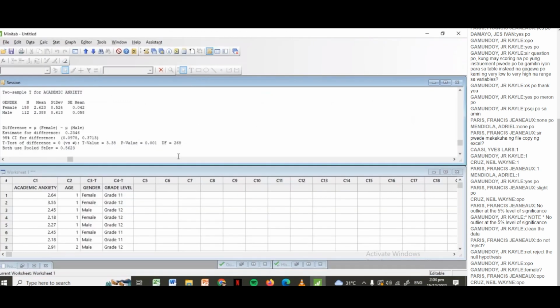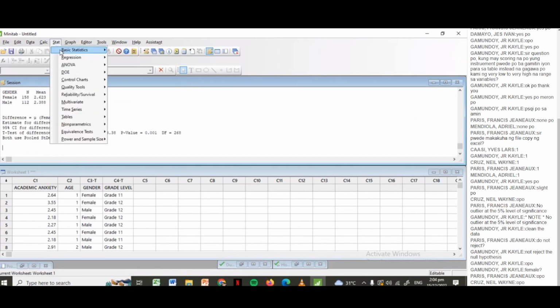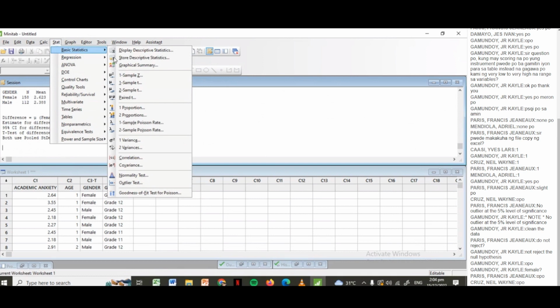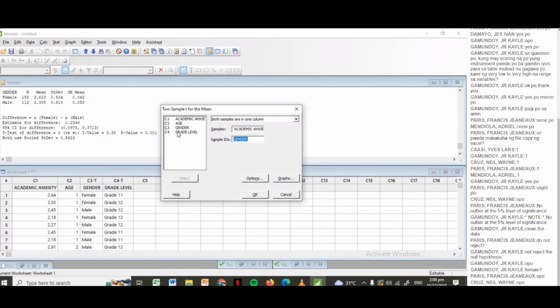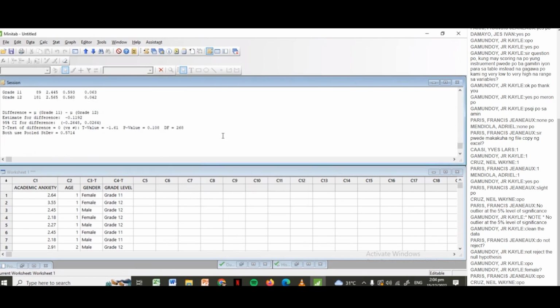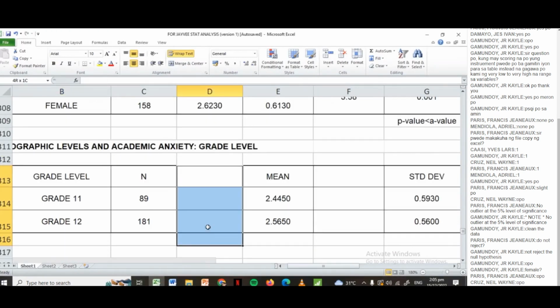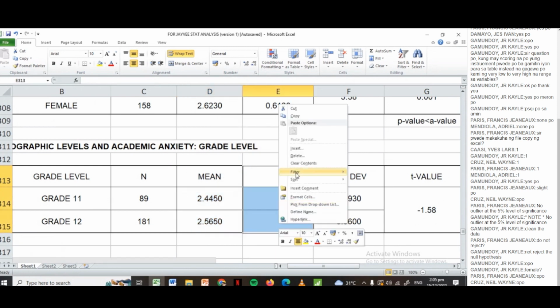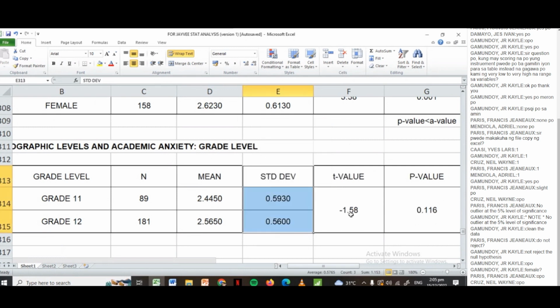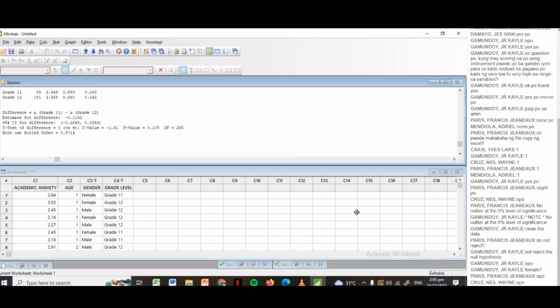So let's proceed now. The same thing will be done with the difference between the academic anxiety on the grade levels. Again, I will use two sample T. So I will just remove my sample IDs and replace that with grade level, and then I'm going to be clicking OK. Here, again, my t-value is negative 1.61, and my p-value is 0.108. I'm going to be writing it here again. Negative 1.61. Tapos ang p-value natin is 0.108.